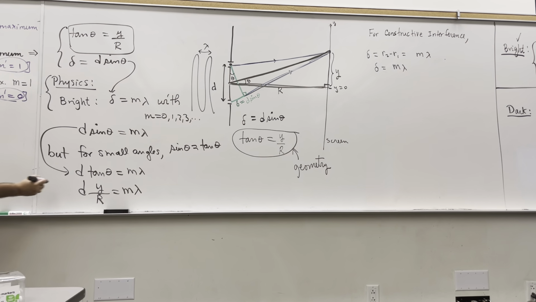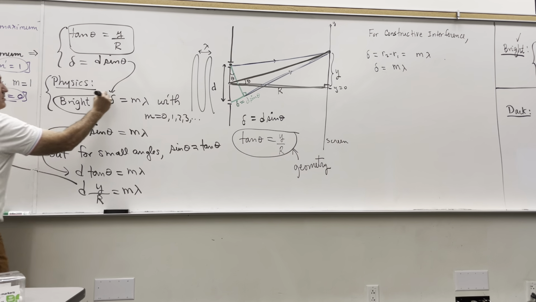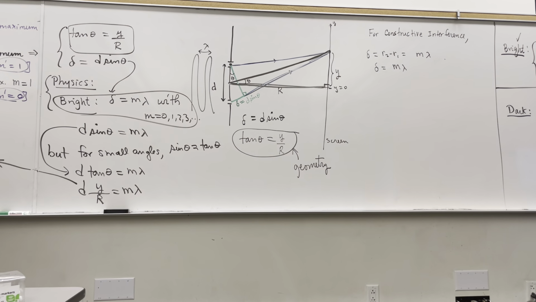So the values of y on that screen, and this y over here is for bright spots because I use this condition, the values of y that correspond to bright spots will be m times r lambda over d.